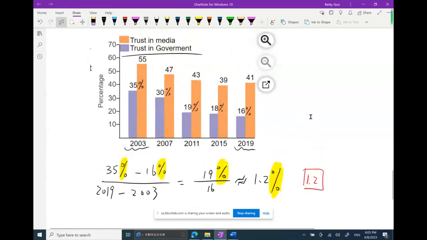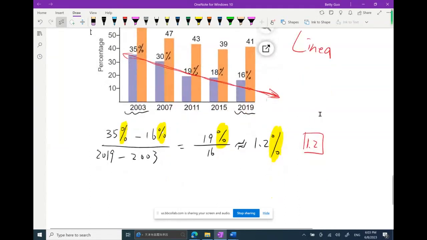And remember, this section covers mathematical modeling as one way of estimating. And the modeling here is a linear model. As you can see, the purple bars approximately follow a linear trend. A linear trend is a line going down. So if we want to model the trend by using a straight line, we need to find the equation for the straight line, right?